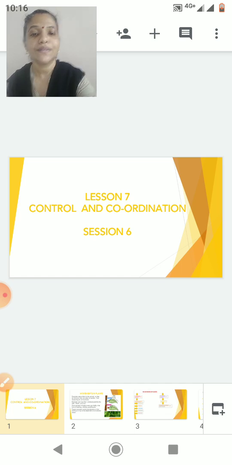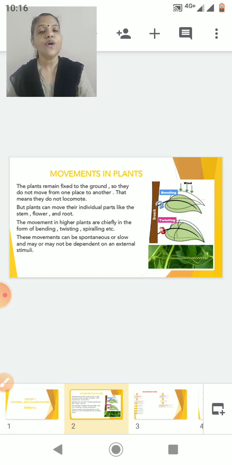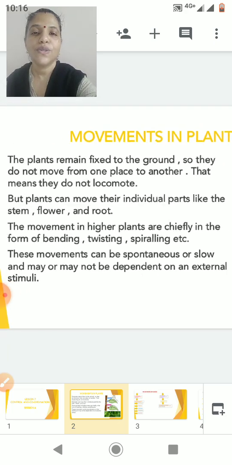So let's start here. Yes. Now let's talk about the movement in plants. Does the plant show movement? Yes. I know you people are getting confused between the movement and locomotion in plants. So I will just tell you what is the difference between a movement of an organism and what is a locomotion. Okay, yes. See here.